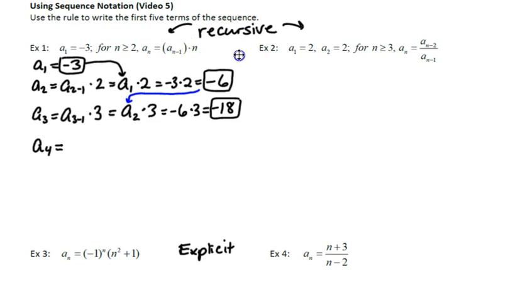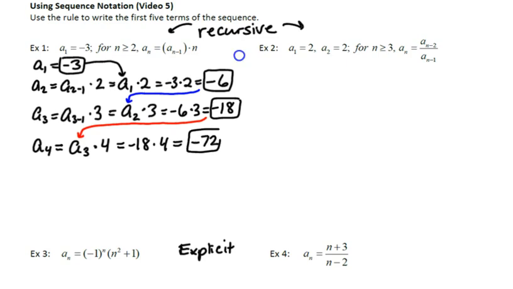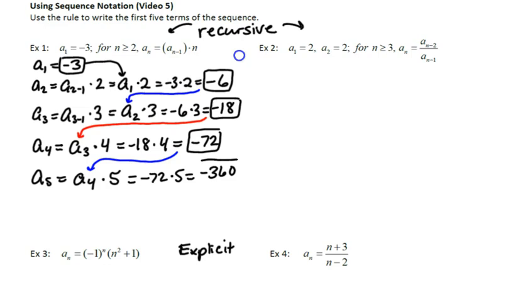So a sub 4 is going to be a sub 4 minus 1, which is a sub 3 times 4. A sub 3 is this previous number that I've gotten here, negative 18. Negative 18 times 4 turns out to be negative 72. And then to get a sub 5, that's going to be a sub 4 times 5. So take negative 72, put it in there, and I have negative 72 times 5, which turns out to be negative 360. So the first 5 terms in my sequence are negative 3, negative 6, negative 18, negative 72, negative 360.